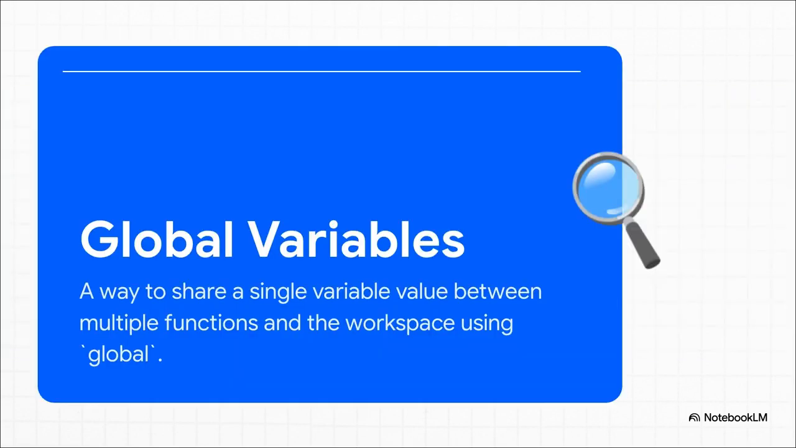Now you might be thinking, okay, but what if I really need to share a variable between a function and my workspace? Well, there is a kind of backdoor for that. It's the global command. Using it is like creating a special shared locker that both your workspace and specific functions have a key to. It's a powerful tool for sure, but you want to use it sparingly because it can make your code a bit harder to follow.